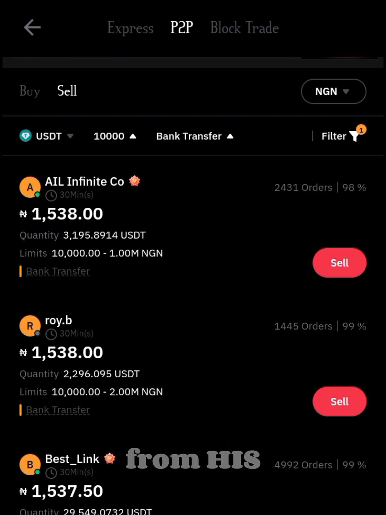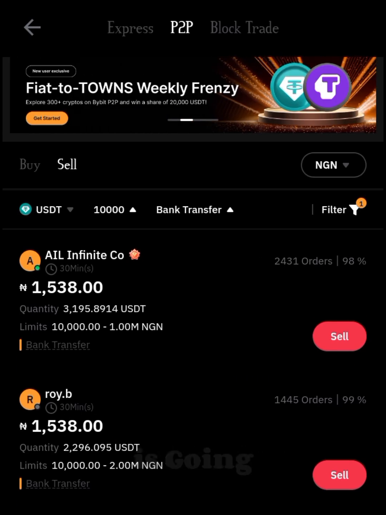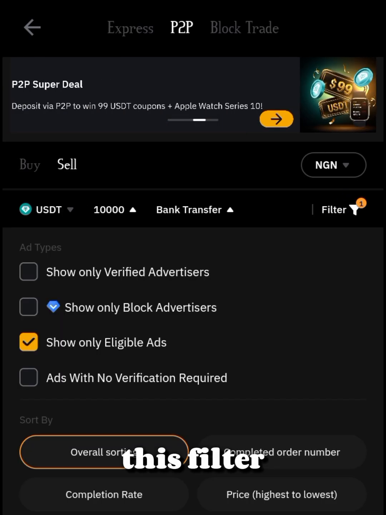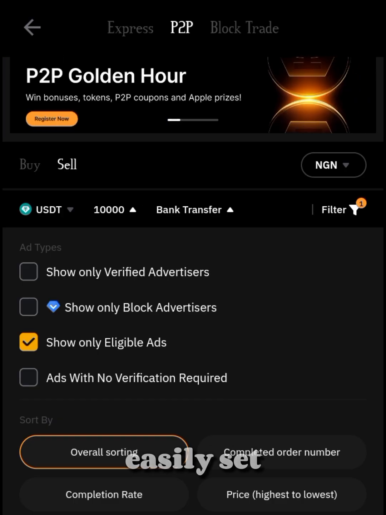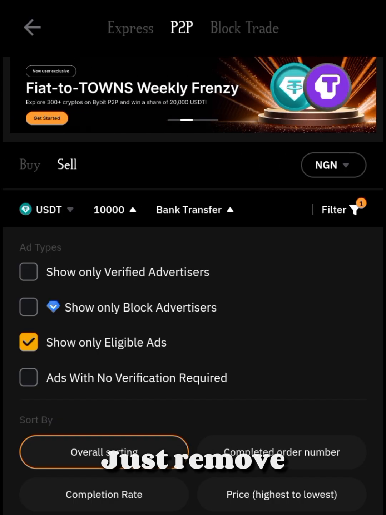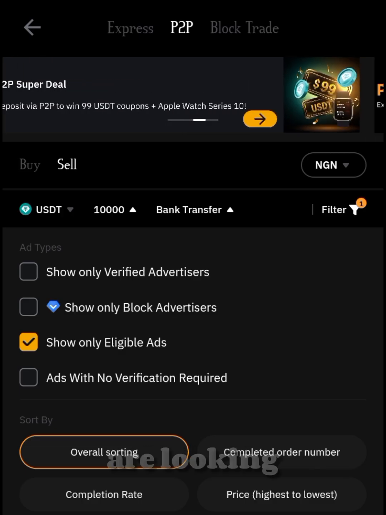So he's sending from his bank to my own bank account, which might be Access Bank, it might be First Bank, it might be Zenith Bank. So I filter this out, and this is number 3 step. So let me show you number 4. Number 4 is going to this filter area. Now this place you can easily set out the ones you want to see, people you want to see. You can just remove basically all those scammers out from this small place you're looking at now.